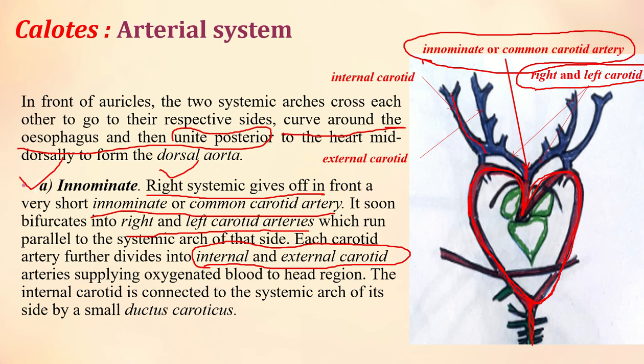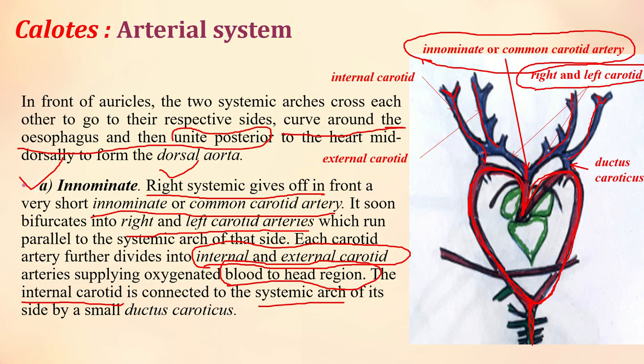So this is an external branch and an internal branch of the carotid artery, and this one is the external carotid artery. Again, it has external carotid and internal carotid arteries, and all those branches supply blood to the head region. All carotid arteries supply blood to the head region, and there is a connection which connects the internal carotid to the systemic arch.